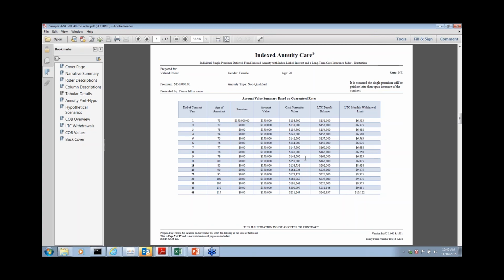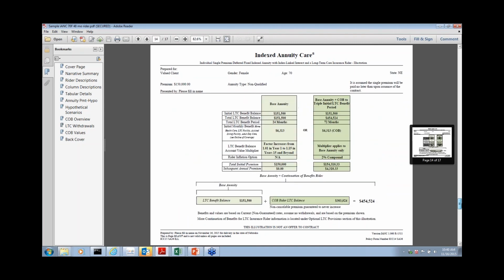Let's go on to the next question here. I guess one question was, what was the rider called again? It's the continuation of benefits rider. Yeah, exactly. We call it the COB rider, continuation of benefits, and when it shows on the illustration, it'll say COB, continuation of benefits.